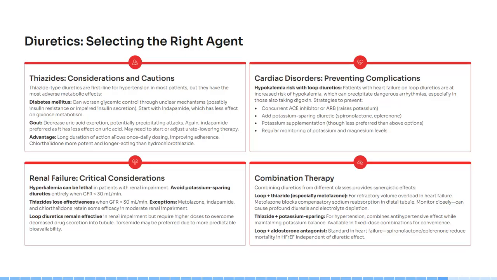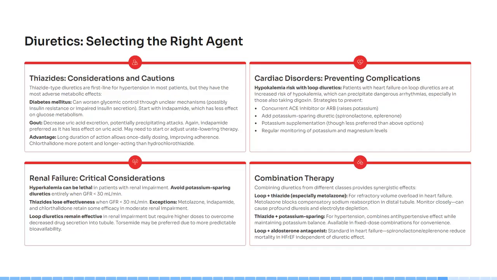So selecting the right agents, thiazides. Thiazides are first line for hypertension in most patients, but they do have the most adverse metabolic effects. So with diabetes, gout, their advantage is a long duration of action. You can take it once a day. It improves the adherence, of course. Chlorthalidone is more potent and longer acting than hydrochlorothiazide, HCTZ. Chlorthalidone is old, but it's tried and true. It's good.